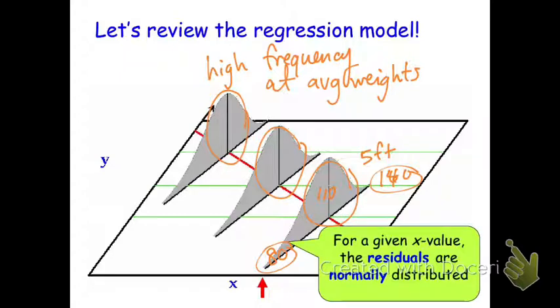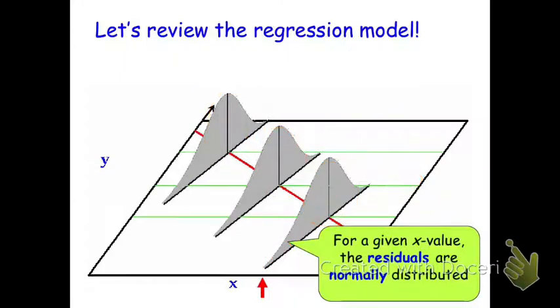I just made that. All I'm trying to say here is that you have a higher frequency at the average and a lower frequency at the end points. So every x value is a normal distribution. That's all I want you to get.